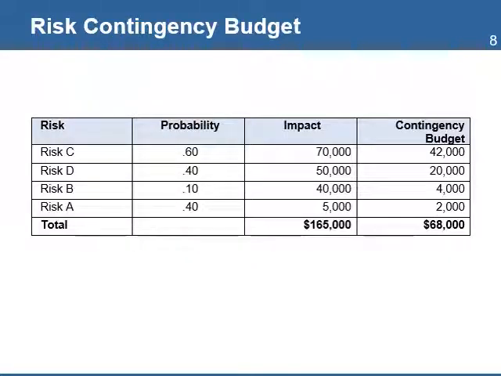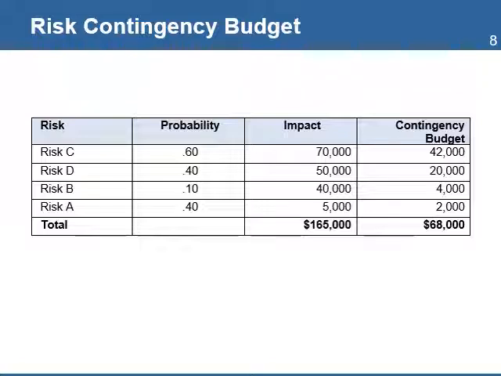The risk contingency budget is the reserve funds you will need to cover the costs of the project if one or more of the risks occur. For each risk, you calculate the cost of the impact of the project and then multiply by the probability of the risk. The total will be the budget you will need to cover the cost if any risk happen to occur.